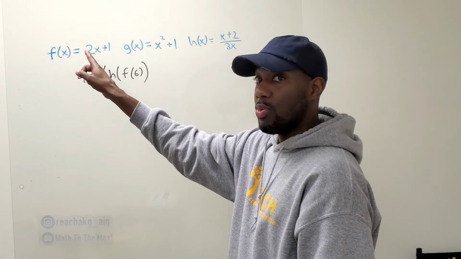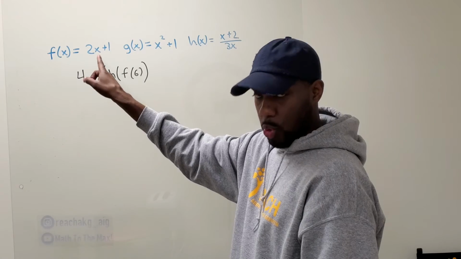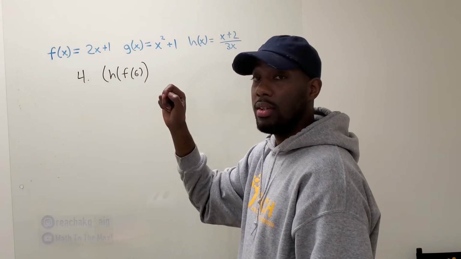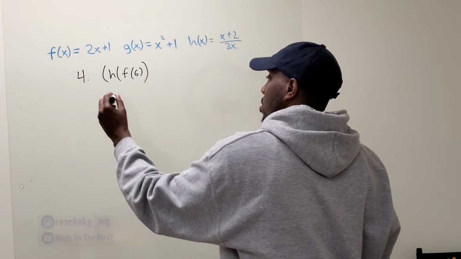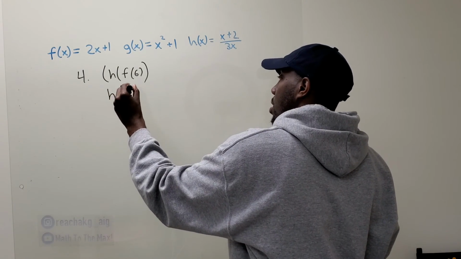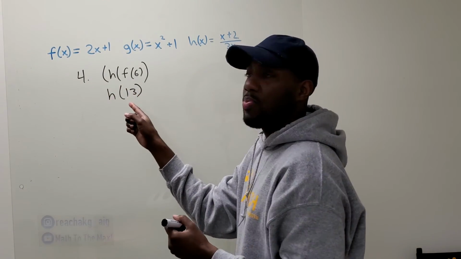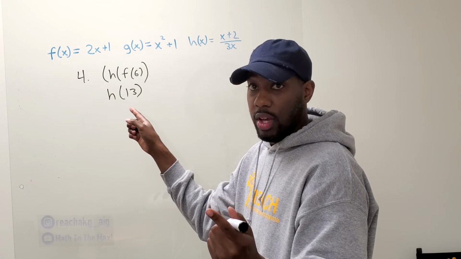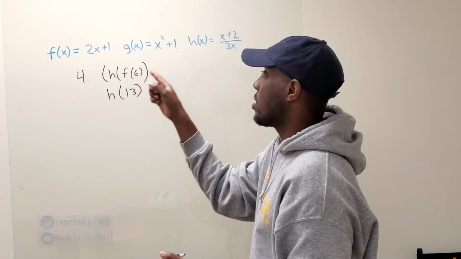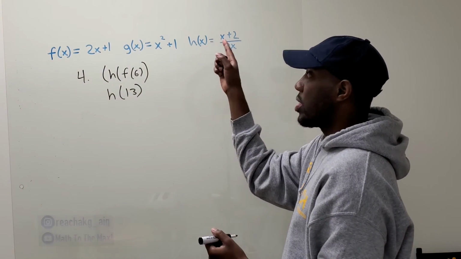Go to this f function, plug in 6. 2 times 6? 12. What's 12 plus 1? 13. So we're left with 13 right here. F of 6 is 13. Now what does this mean? Go to the h function and plug in 13. Let's go to the h function. All right, let's plug in 13.